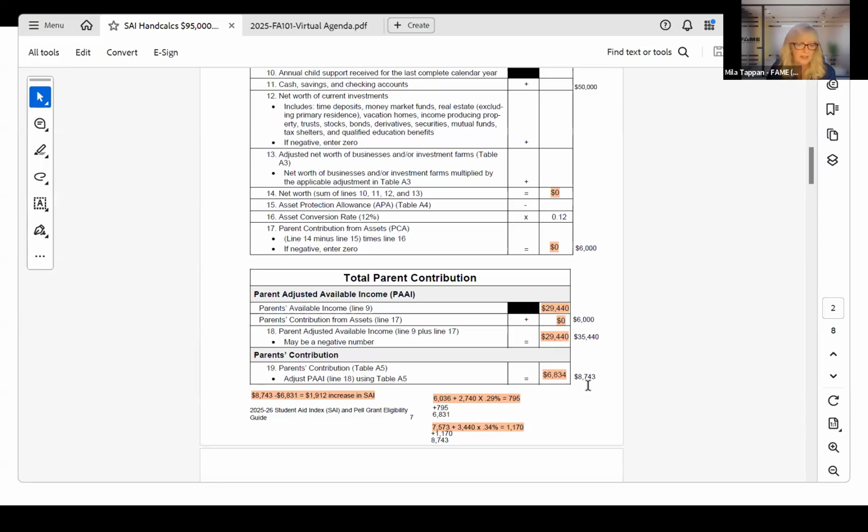So again, the real takeaway here is that parent income, significant impact. Parent assets, much less significant impact. Student income, very little impact. Student assets, potentially much more impact. So just keep that in mind as we're going through these scenarios. That's the big picture overview.